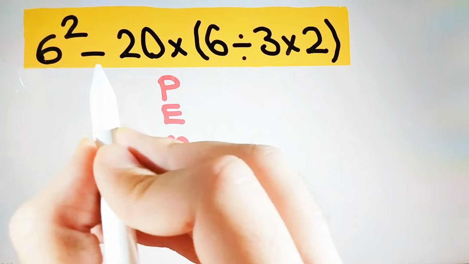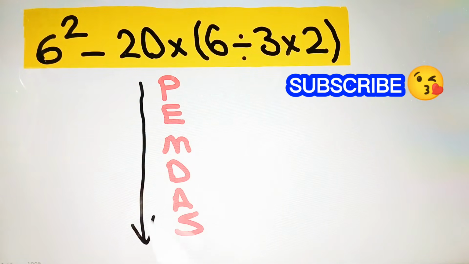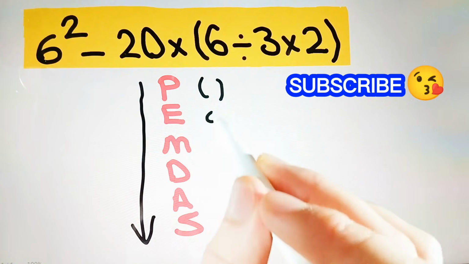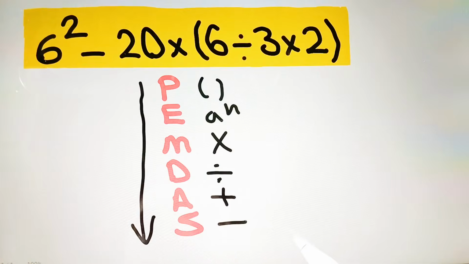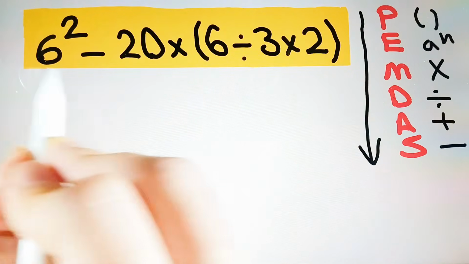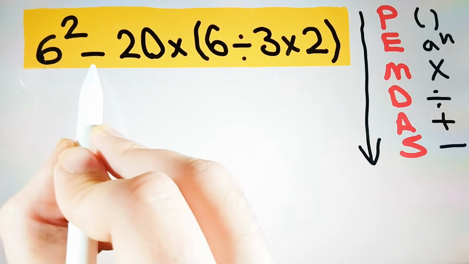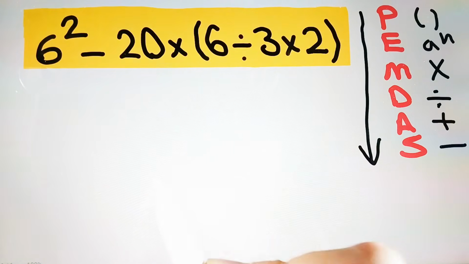To solve this question, we must follow the order of operations step by step from top to bottom. In this rule, P means parentheses, E means exponent, M means multiplication, D means division, A means addition, and S means subtraction. As you can see in the image, in this expression, first we have an exponent, then a subtraction sign, followed by a multiplication, and finally parentheses.